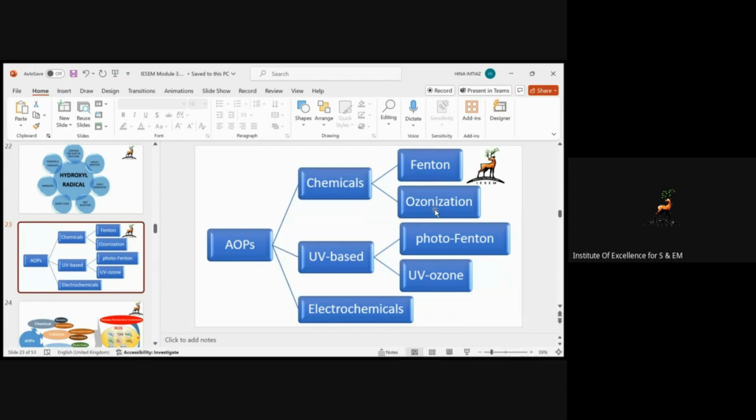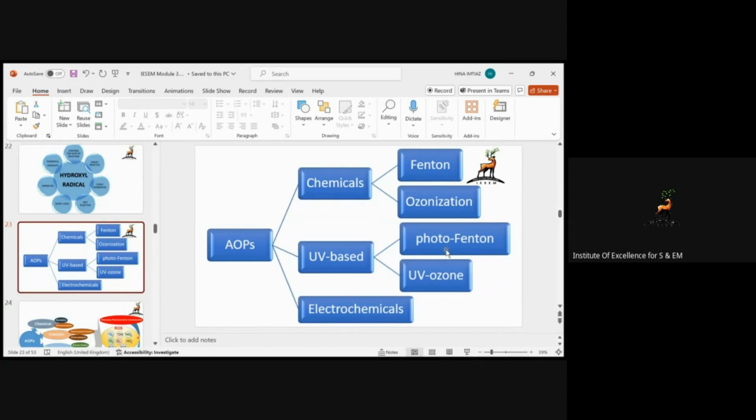And next is the ozonation. In ozonation, ozone will be the reactive species, and it can act on that contaminant. The second method is the ultraviolet radiation based method, in which, I have told you guys in the previous class, that whenever you read the word photo, it means the direct involvement of light. So basically, in ultraviolet radiation, you have two options. The number one is the photo-Fenton. You are going to use photocatalysis by including the photo-Fenton.